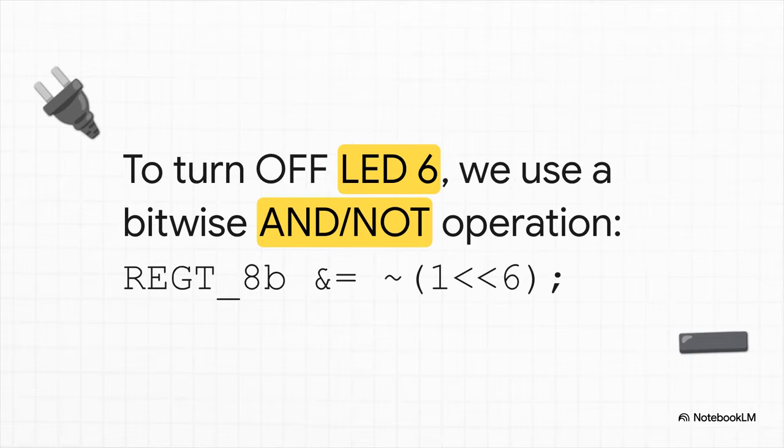Okay, but what about turning a light off? Let's say we want to turn off LED number 6. For this, we need a slightly different tool. We use a bitwise AND NOT operation. This time, think of the mask not as a stencil, but as a piece of tape. The code creates a mask that carefully places a piece of tape over just the one we want to turn off, leaving all the others exposed so they stay exactly as they are.